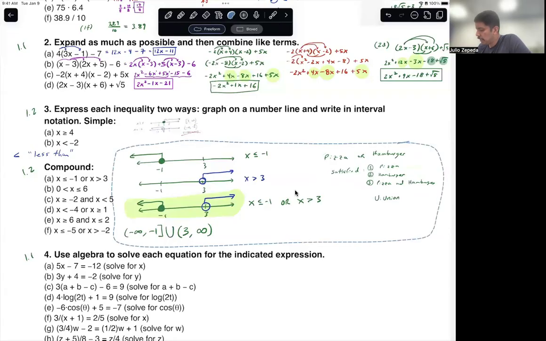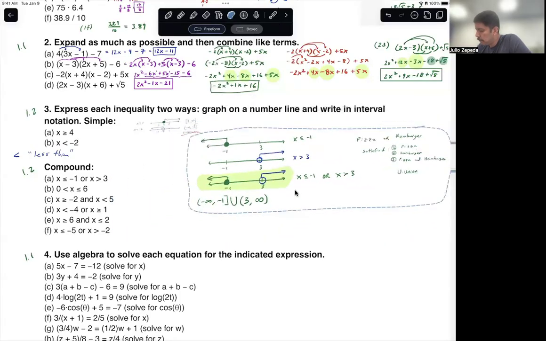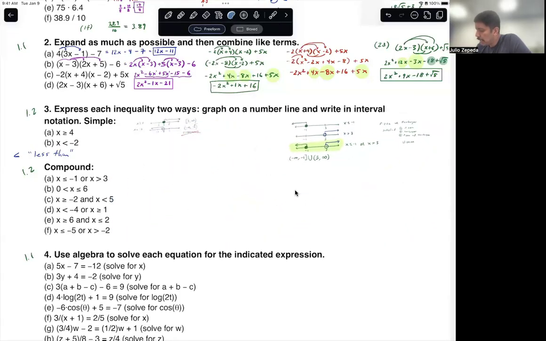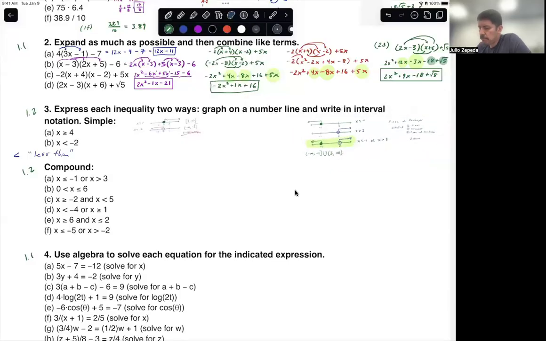Now let's take a look at an example that has the word and. And is a little bit more restrictive. And I'm going to take a look at part C. X is greater than or equal to -2, and x is less than 5. Okay. So what does the word and mean?